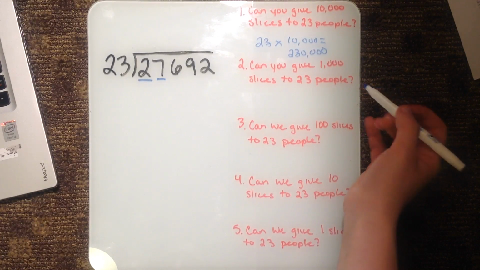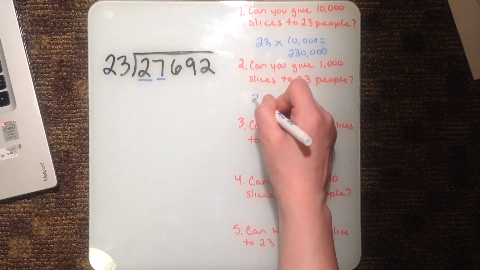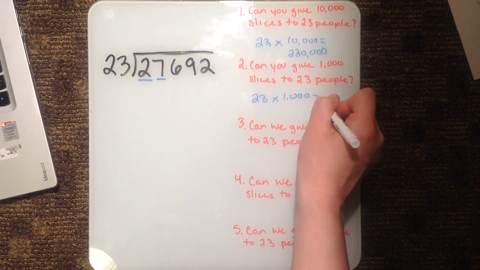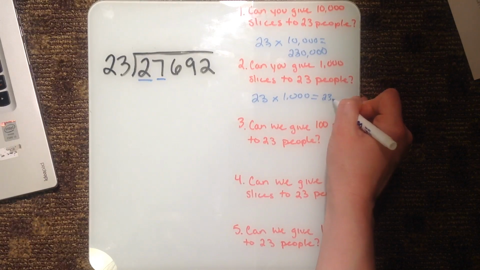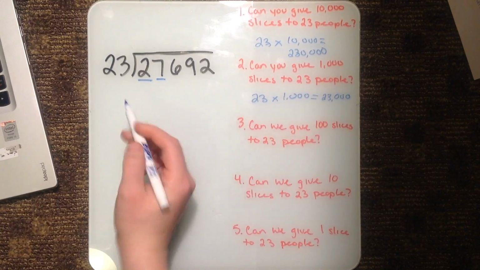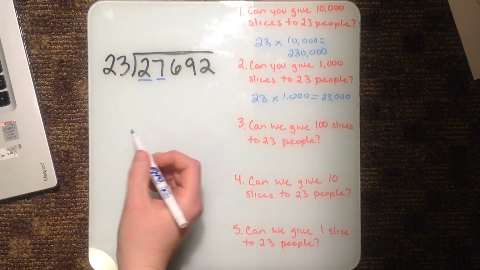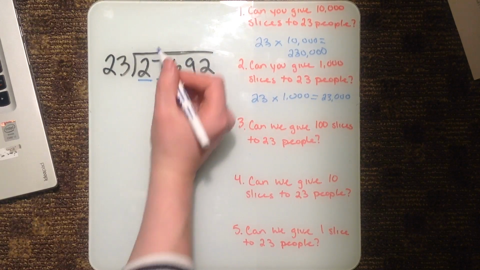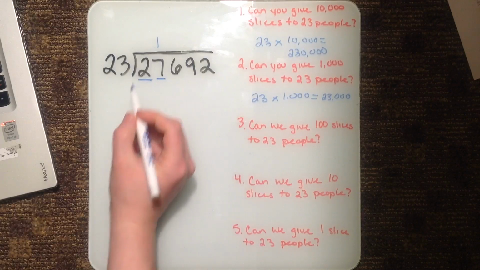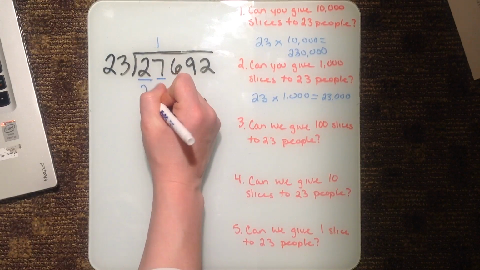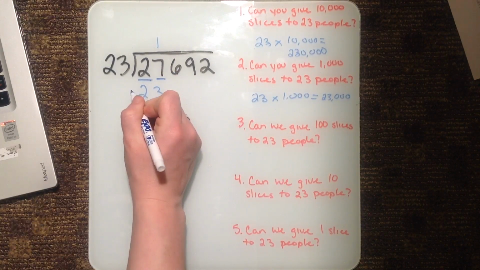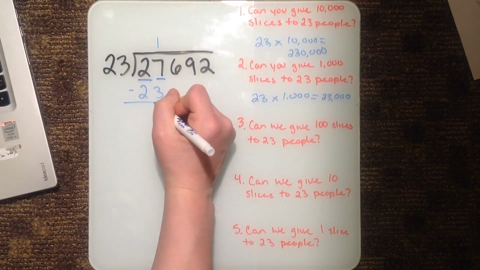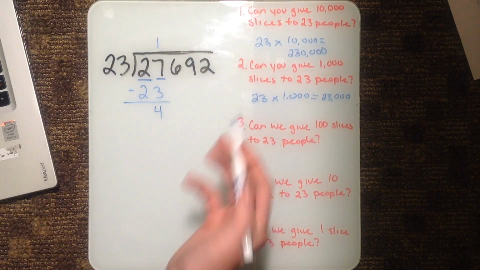each person? You multiply 23 times 1,000, which equals 23,000. Because we have 27,000 slices, we can give away 23. I can give away 23 one time, and we'd bring that 23 down under here and subtract it. 27 minus 23 equals 4.